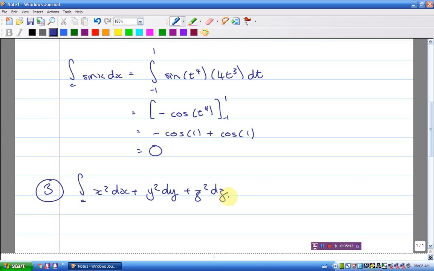There we go, that's what we were given. C consists of the line segment from (0, 0, 0) to (1, 2, -1), and then another line segment from another point to another point. So I'm just going to draw a little schematic. And that is (1, 2, -1). And that is (3, 2, 0).